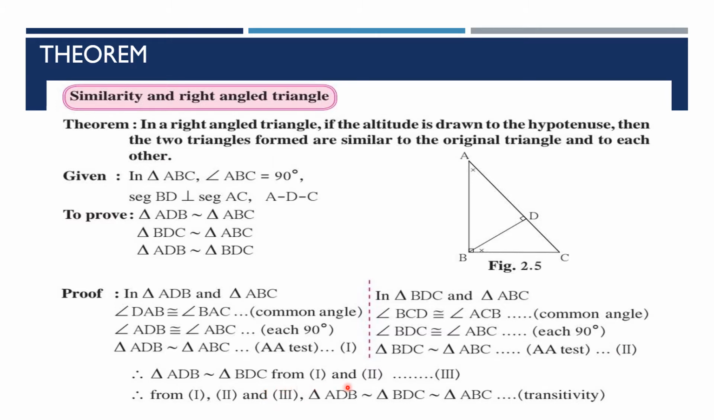And from 1 and 2 we can write triangle ADB is similar to triangle BDC, and then by 1, 2 and 3 we can write this, and this property is known as the transitivity property. Okay.